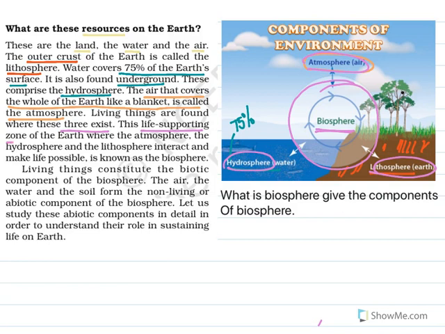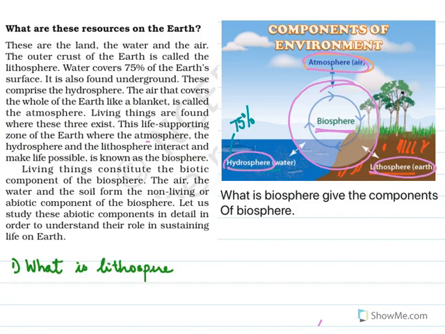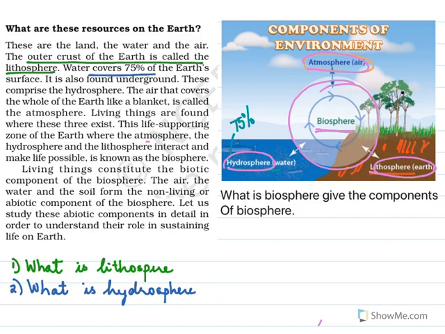This life supporting zone of the earth where the atmosphere, the hydrosphere and the lithosphere interact and make life possible is called the biosphere. So the questions that can be asked from this paragraph are: number 1, what is the lithosphere? The lithosphere is the outer crust of the earth. Then the next is, what is the hydrosphere? For the hydrosphere we say the water which covers about 75% of the earth's surface and also is found underground comprises the hydrosphere.